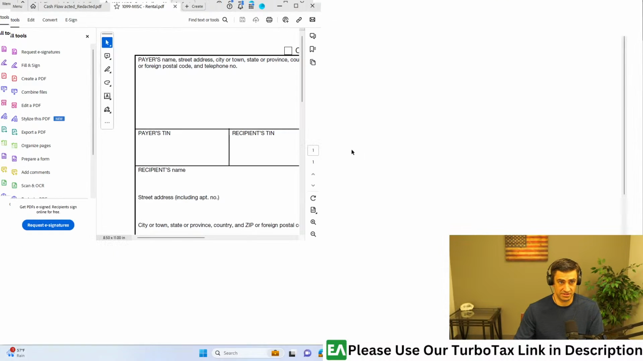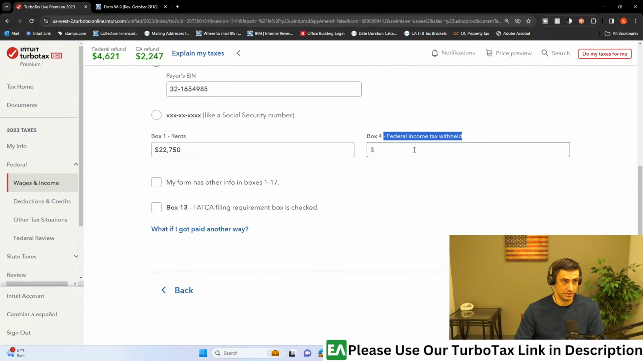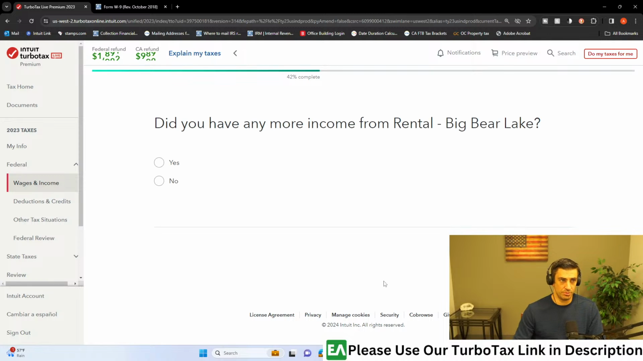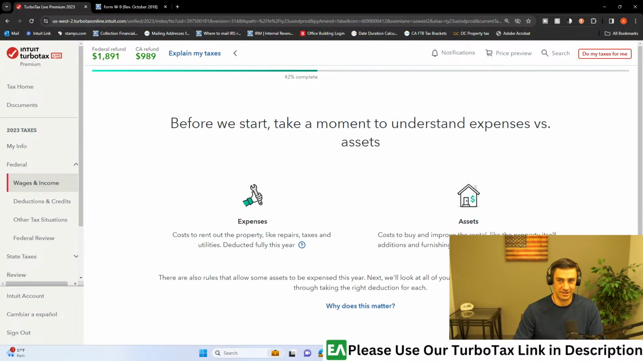Do we have federal taxes withheld? This is very rare. I don't think I ever see this, by the way. No taxes are withheld. Very rare that does happen. Okay? So I'm going to say no. My form has other info in boxes? Nope, that's it. That's all we have. That's super common this way. Did you have any more income? No. So many buttons we have to click with TurboTax.